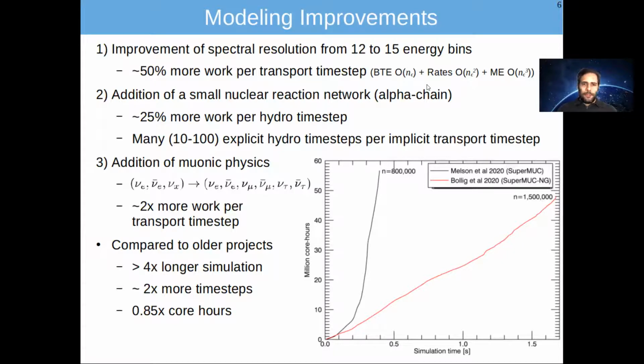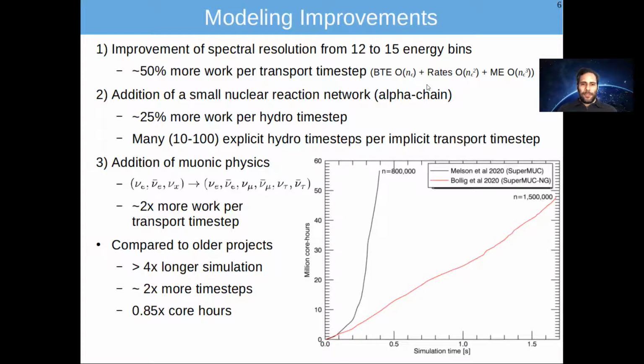Third, we have added muonic physics into a part of our model runs, which further increased the overall effort spent by another 200%, as we now need to simulate the full 6 flavor space, rather than the simplified 3 neutrino flavors of our normal runs.